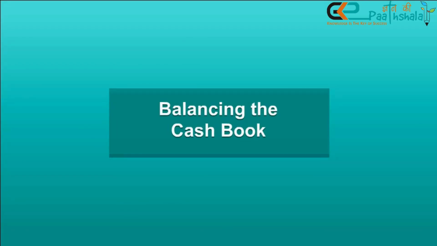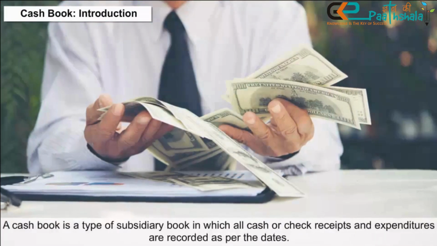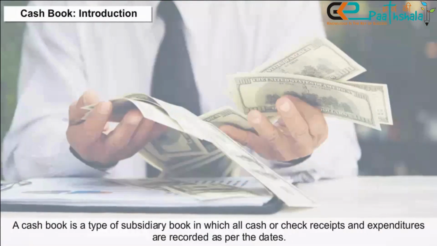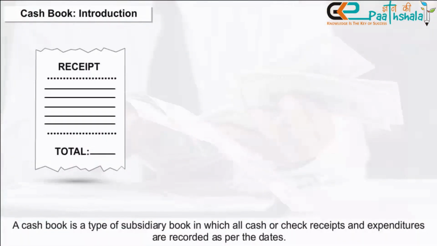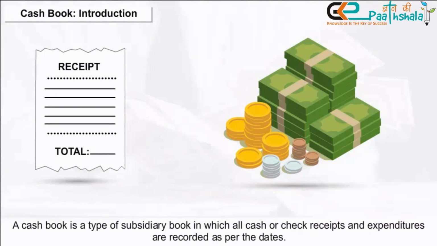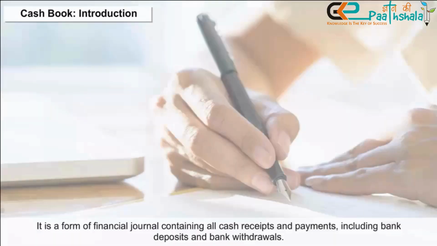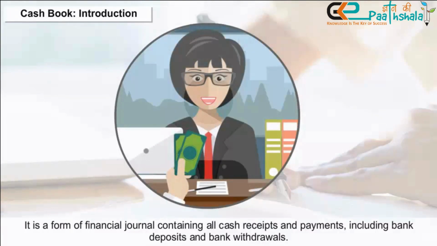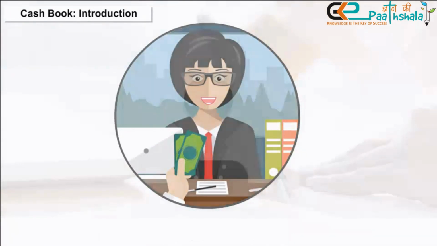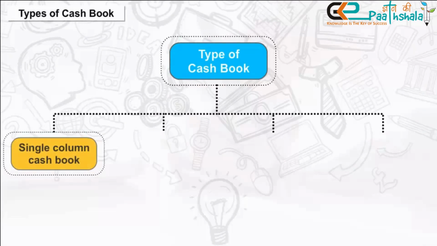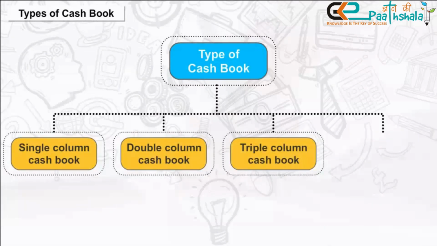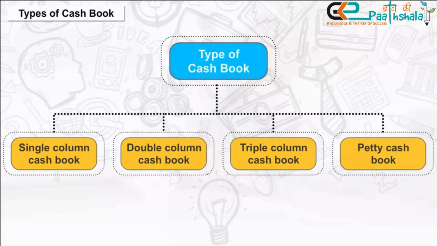Balancing the cash book. Introduction. The cash book is a type of subsidiary book in which all cash transactions, including cash received or cash paid, are recorded according to the dates. It is a financial journal that contains all the cash receipts and payments, that includes bank deposits and withdrawals. Types of cash book: single column cash book, double column cash book, triple column cash book, petty cash book.